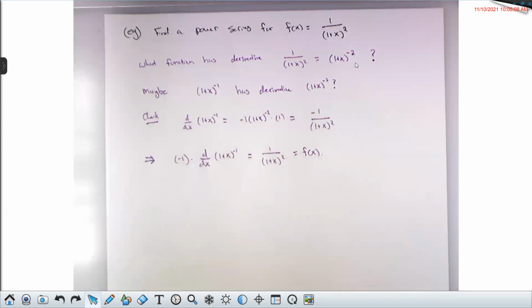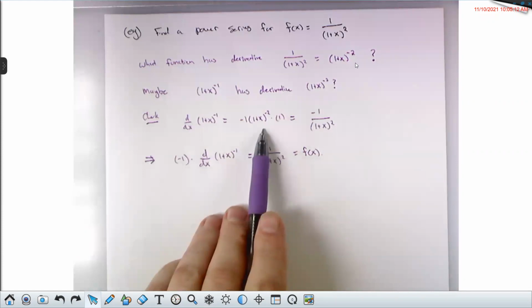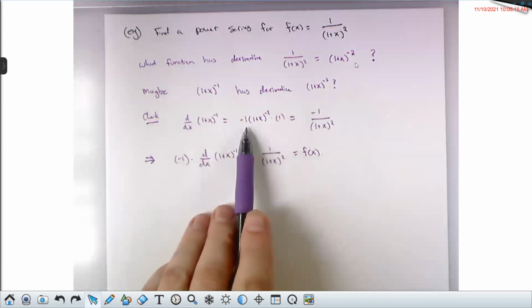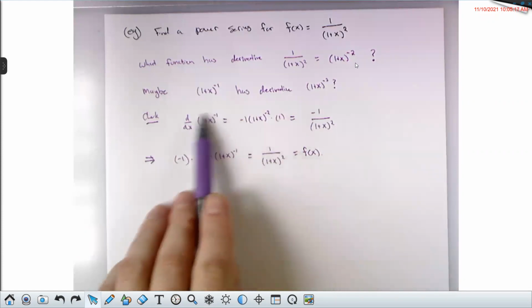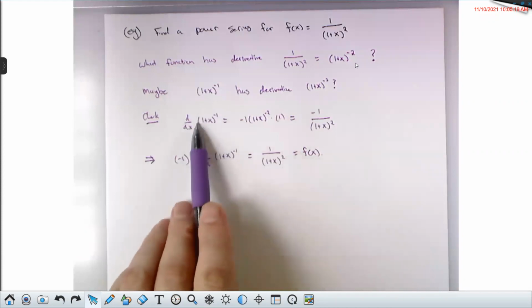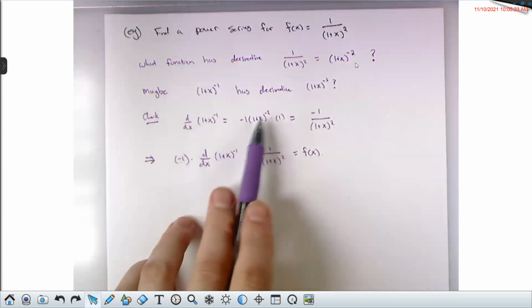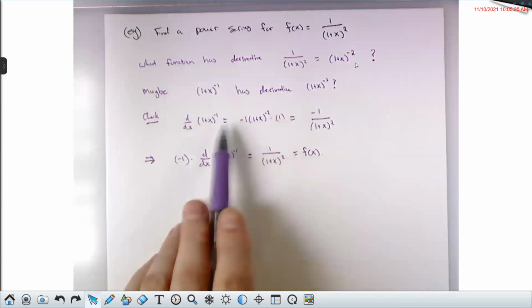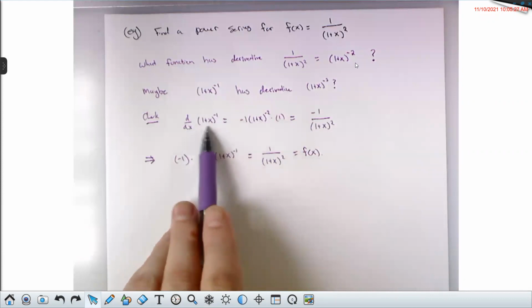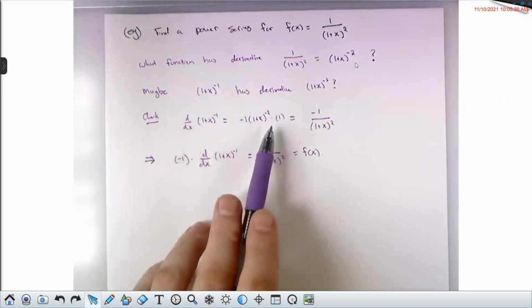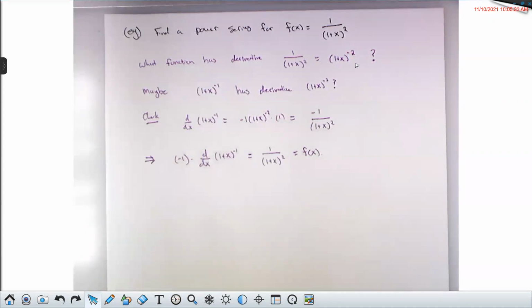Can I ask how you got the negative 1 and the 1 on the side? Here? Yes. So the negative 1 comes from the power rule, right? I'm differentiating this thing. So I bring down the power and subtract 1 from the power, which gives me negative 1 times that thing to the negative 2. And then by the chain rule, I have to multiply by the derivative of the inside. The derivative of 1 plus x is just 1. All right, thank you. Yeah, no problem.